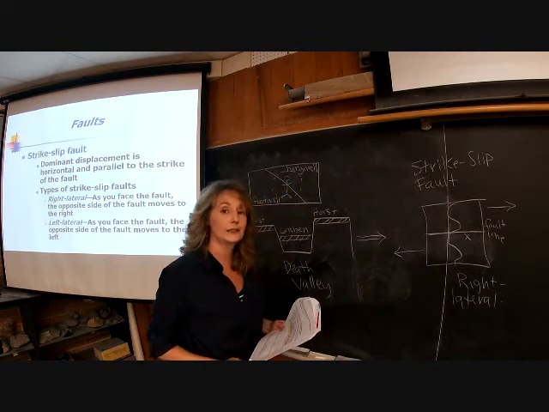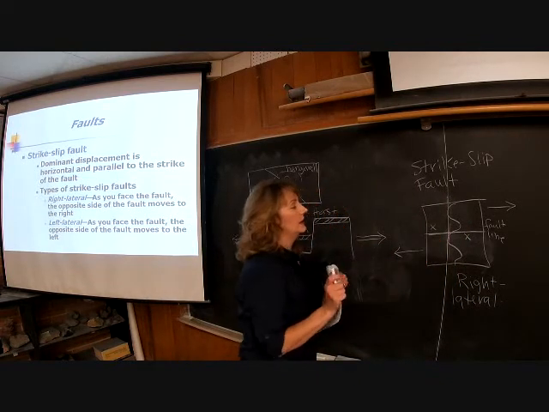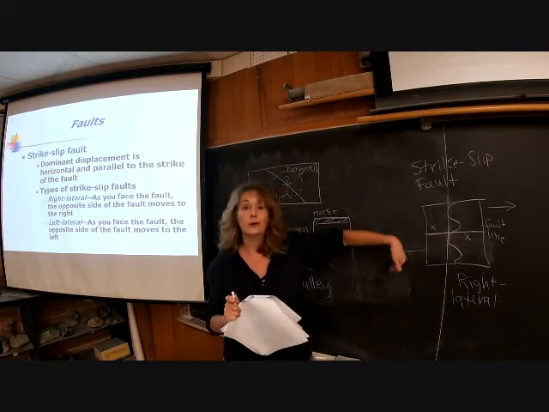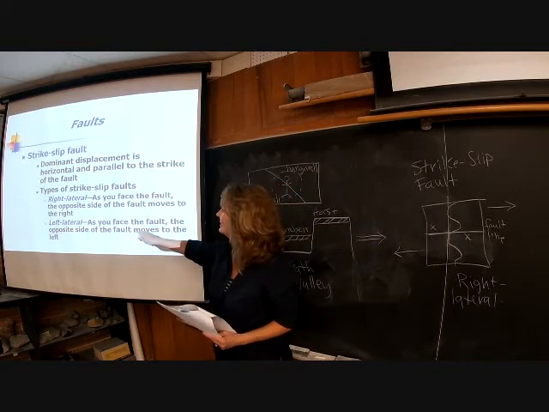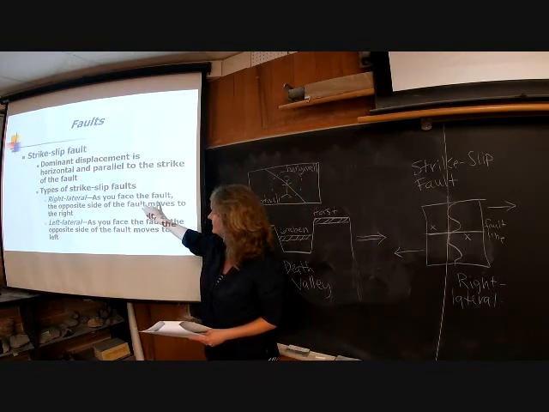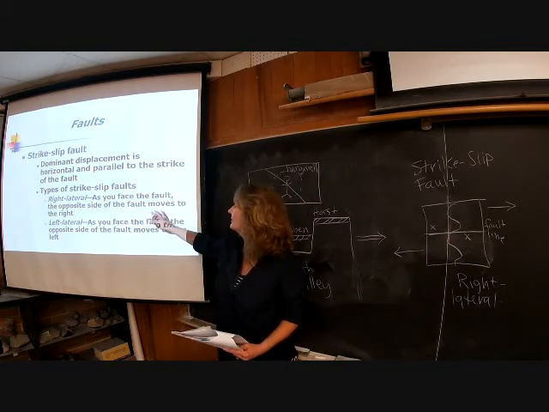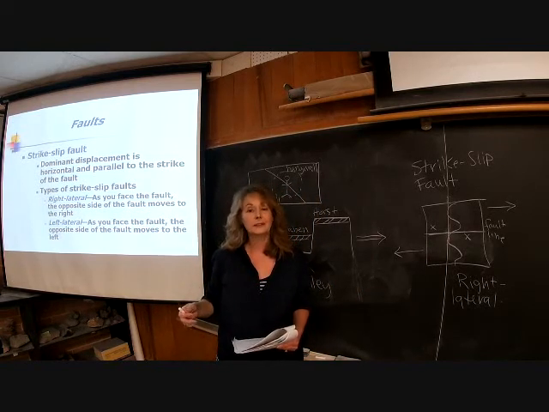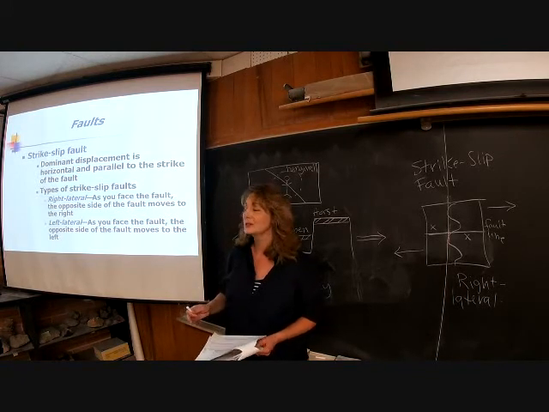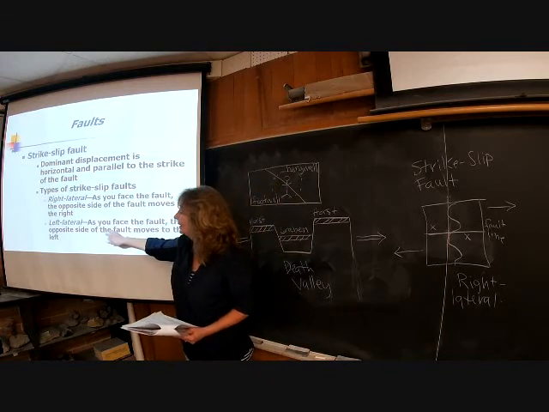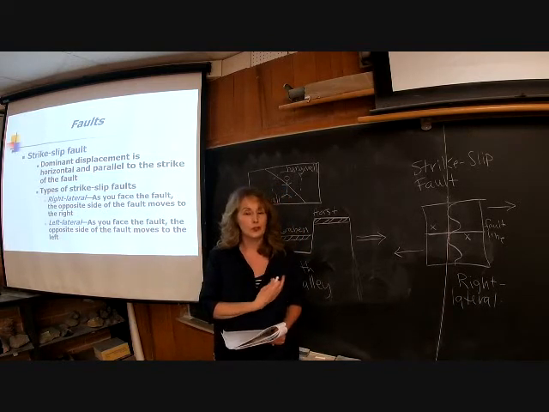Right lateral strike slip. And it didn't matter which side of the fault you were on. You could have been on this side and looking across this way, it still went to the right, in this particular example. So they're saying as you face the fault, and the opposite side of the fault moved to the right, that's a right lateral strike slip because it's a horizontal motion. Strike slip. Or left lateral if, as you face the fault, the opposite side of the fault moves to the left.